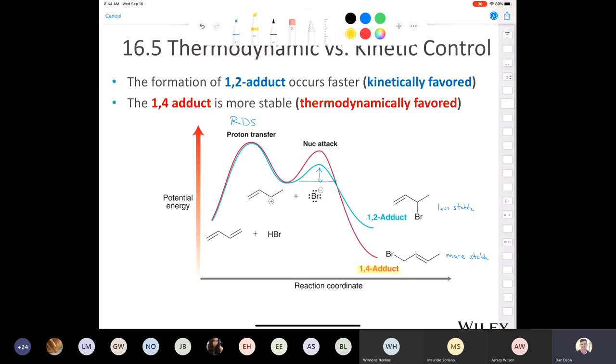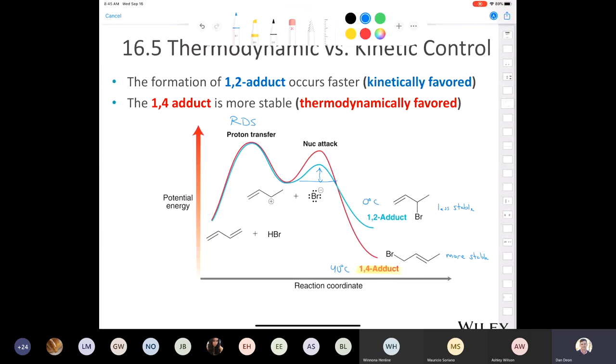Now, I'm not going to ask you to draw a coordinate diagram or anything like that, okay? All you need to know, really, for this class is that the 1-2 adduct is going to be formed at cold temperature, so 0 degrees, and the 1-4 is going to be formed at 40 degrees or a warmer temperature. I'll just mention this quickly.